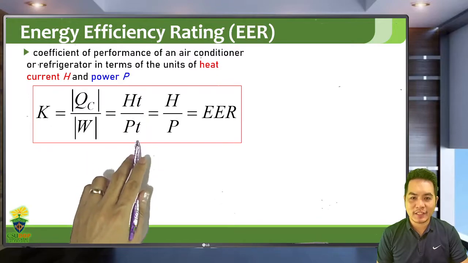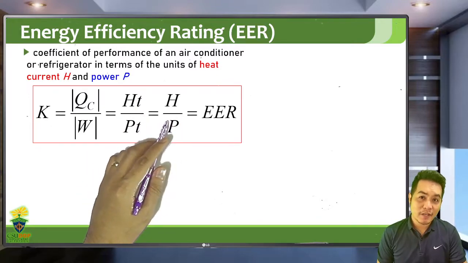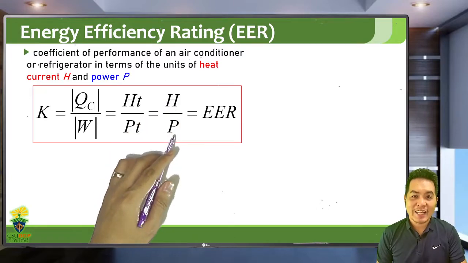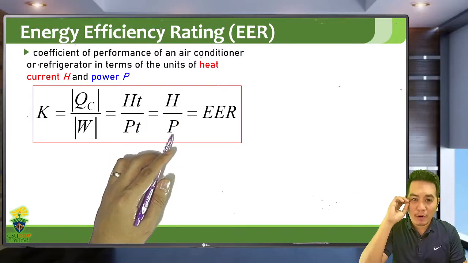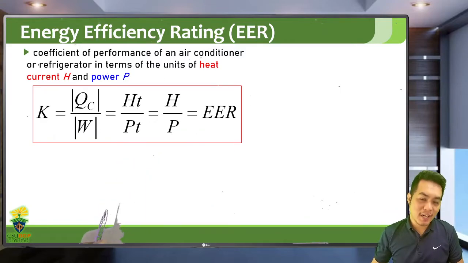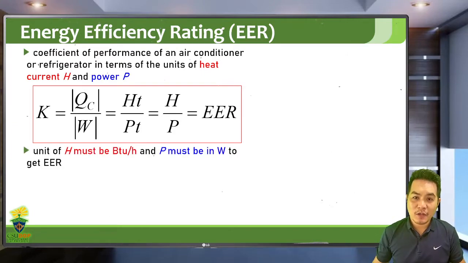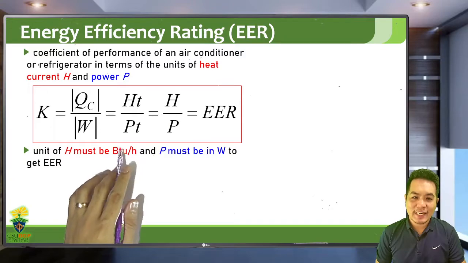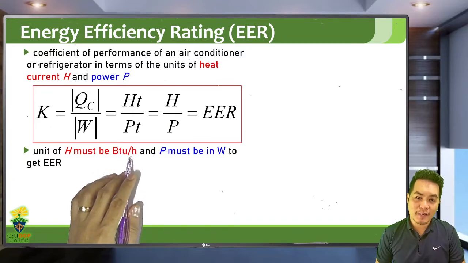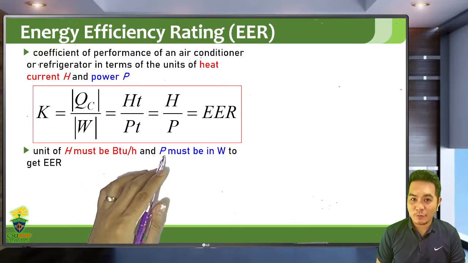So you can cancel t. So basically, you can calculate the coefficient of performance of your refrigerator if you know the heat current and the power rating of your refrigerator. And that is basically your EER, energy efficiency rating, only if the unit of your heat current is in British thermal units per hour and the unit for the power is in watts.